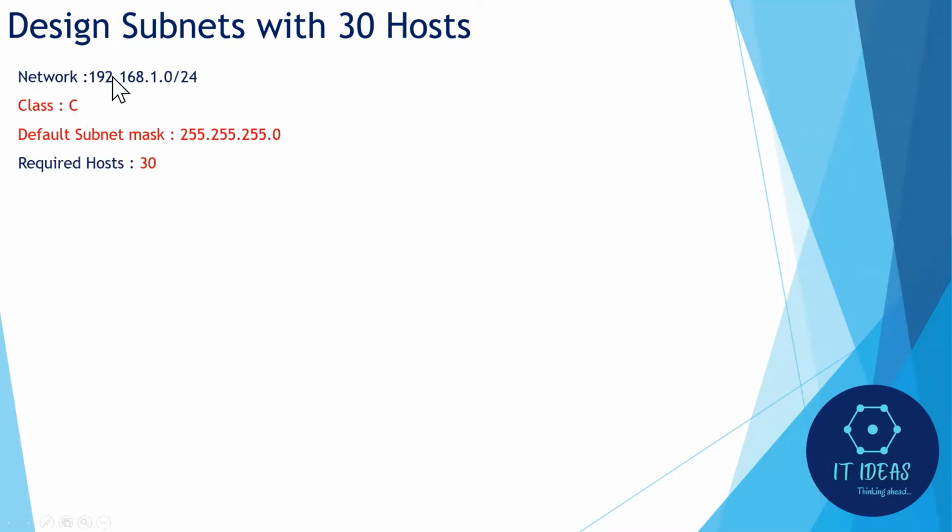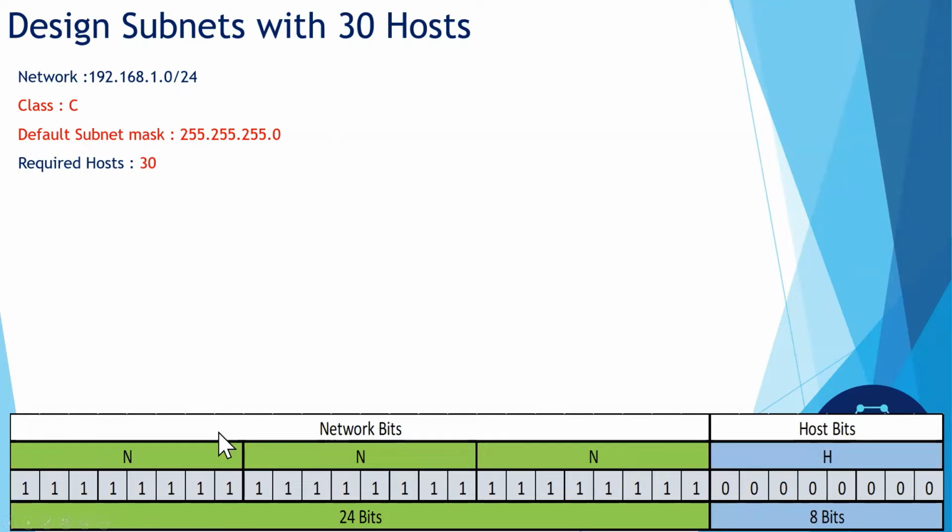The network we are going to use is 192.168.1.0/24. This is the class C IP network. So the default subnet mask is 255.255.255.0. So we need 30 numbers of hosts here. As per class C IP network, the total number of network bits are 24 and the total number of host bits are 8 bits. In subnetting, normally we will convert these host bits into network bits. That is converting zeros into one.